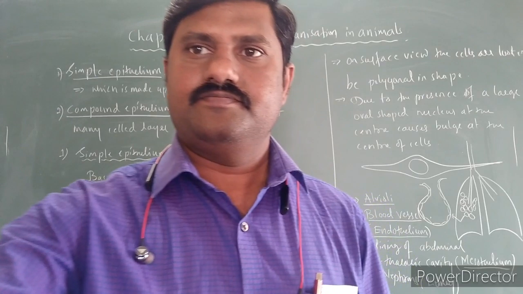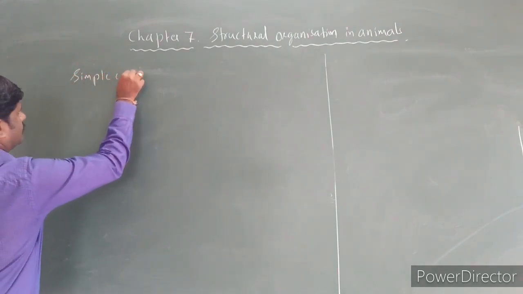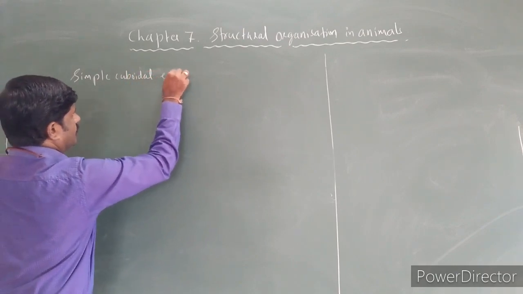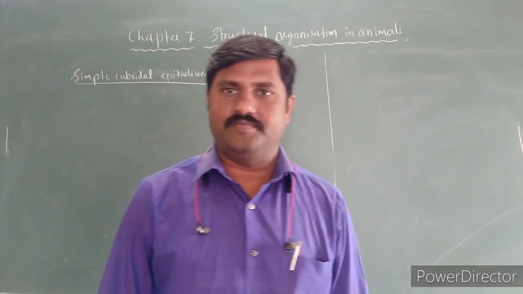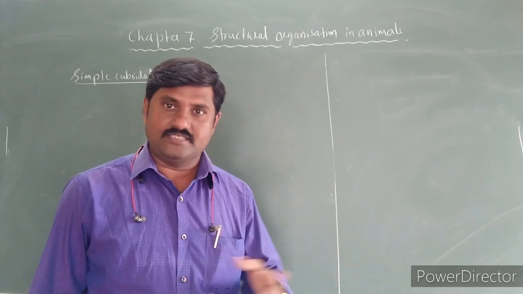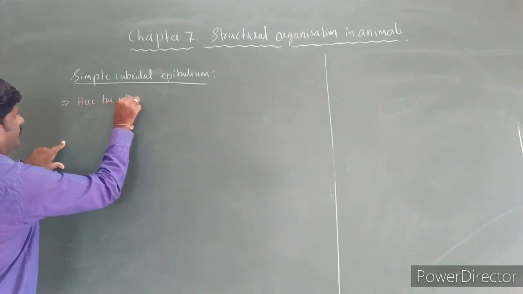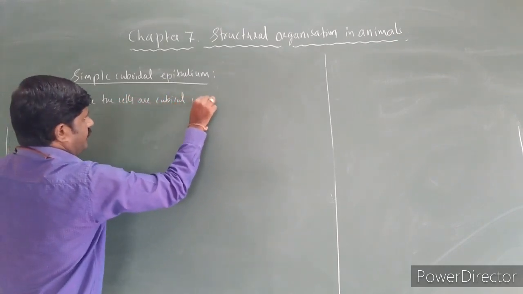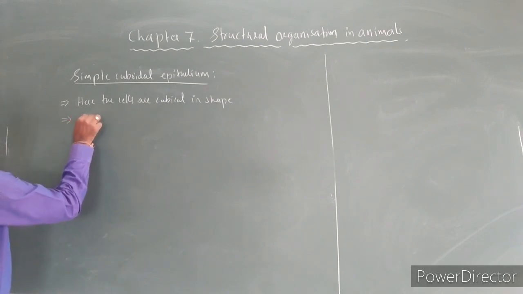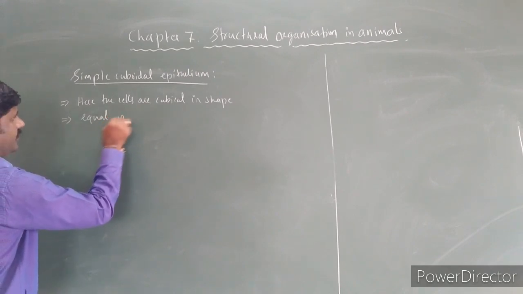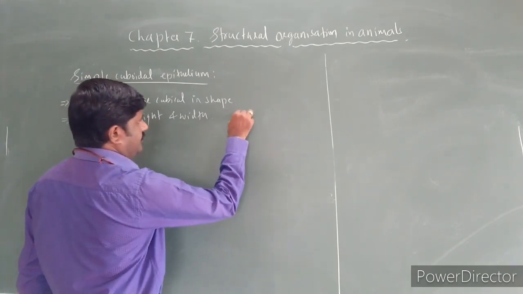And the next one is simple cuboidal epithelium. As the name suggests, here the cells are cubical in shape, right? So already I had told you, simple epithelium is classified based on the shape of the cells, right? Here the cells are cubical in shape, and these are almost equal. Means the cells are almost equal in height and width. They are equal in height and width.